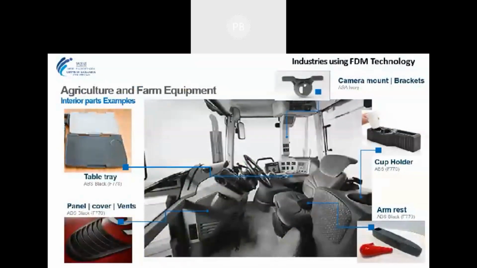This is the interior part: the table trays, the AC vents, cup holders, armrest, everything can be 3D printed, the camera mounting. These can all be 3D printed to be lighter in weight, and everything can be easily replaceable also.